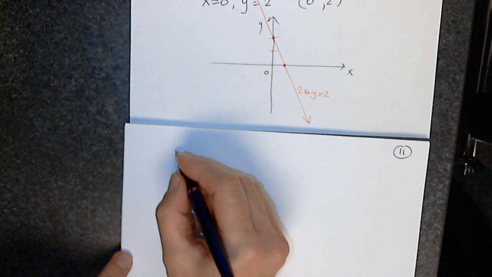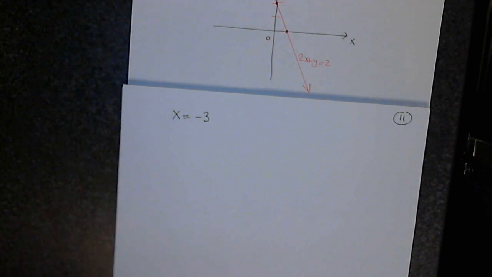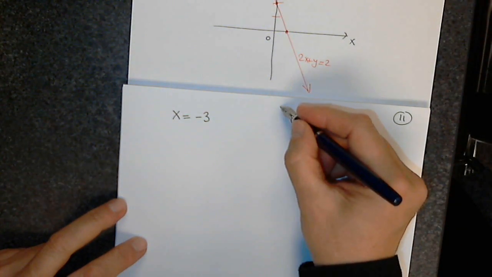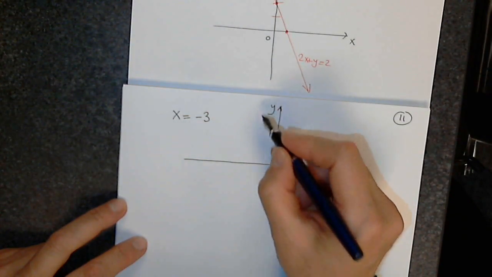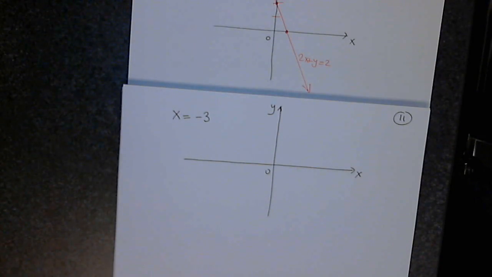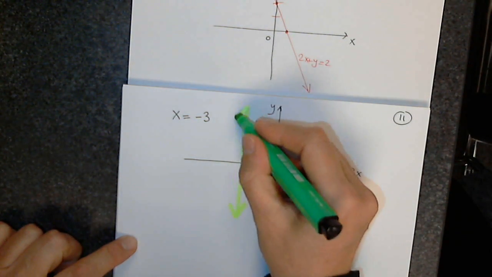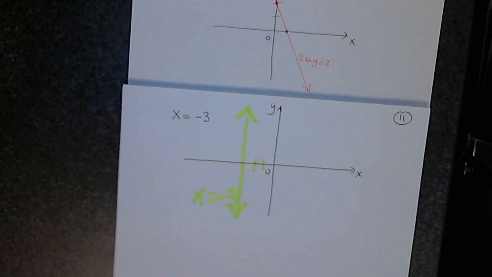Now I would like to graph x equals -3. What type of line is this? And I definitely don't need points for this. So how do I graph such a line? What does it represent? What type of line is it? Vertical line. Where? On the x-axis. At -3. This is the vertical line, x equals -3.